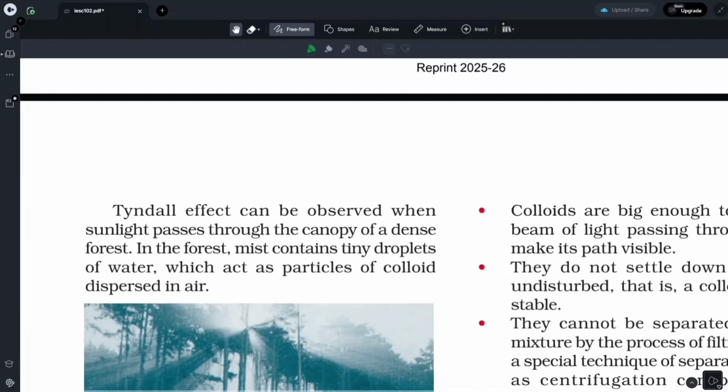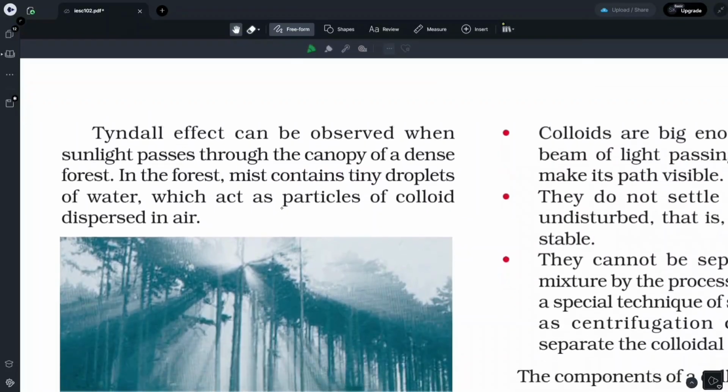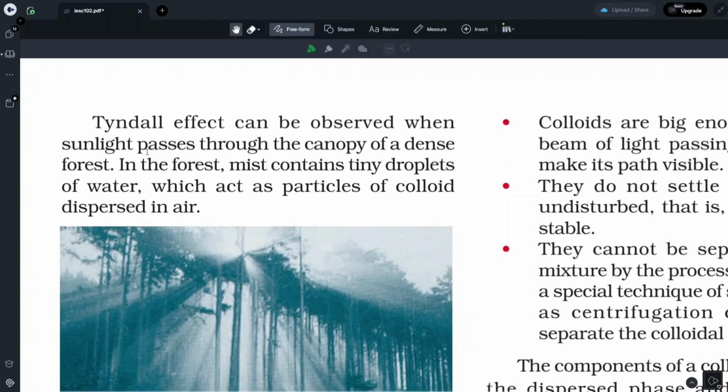Let's discuss the Tyndall effect. The Tyndall effect can be observed when sunlight passes through the canopy of a dense forest. In the forest, mist contains tiny droplets of water which act as particles of a colloid dispersed in air.